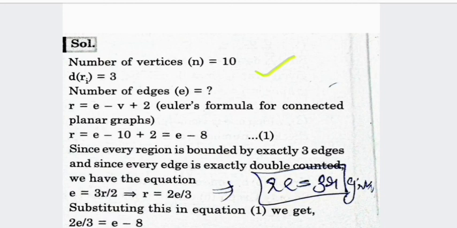We know the Euler formula for a connected planar graph, that is r equals e minus v plus 2. After putting in the values, we get r equals e minus 8, that is our first equation. Now since every region is bounded by exactly 3 edges, and every edge is exactly double counted, we have 3r equals 2e, so r equals 2e by 3. This is our second equation.